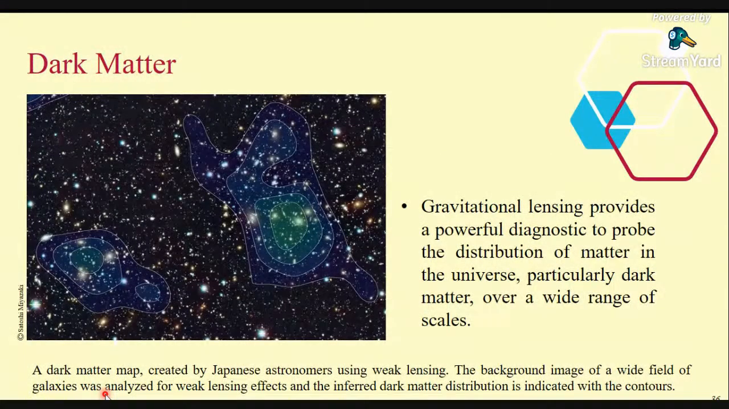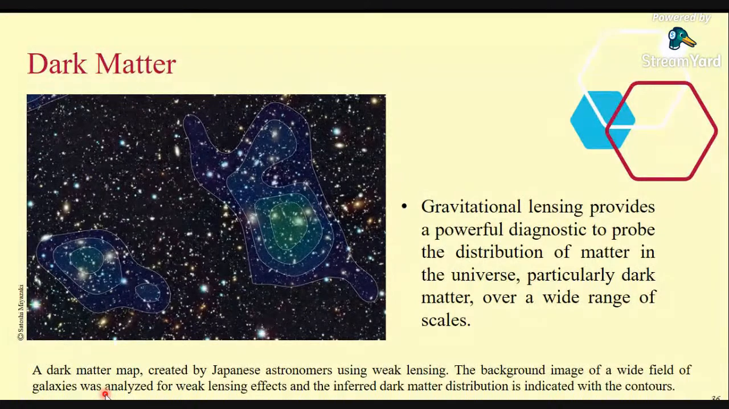So one of the uses, as we said, is dark matter. Gravitational lensing provides a powerful way to probe the distribution of matter in the universe, particularly dark matter, over a wide range of scales, and that's really important. About 85% of the matter in the universe is in the form of dark matter, whose nature remains a mystery, and the rest is of the kind found in atoms.